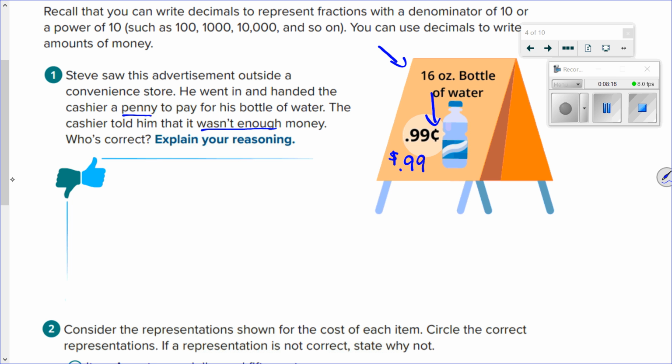Now, in U.S. denominations, guys, stop. In U.S. denominations, we don't break pennies into smaller pieces. So the store did their sign incorrectly. Steve was correct. Okay?